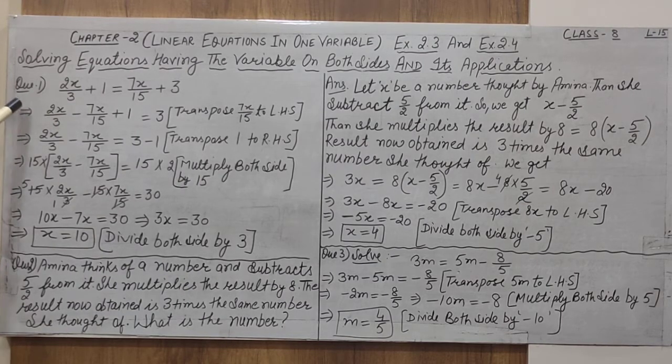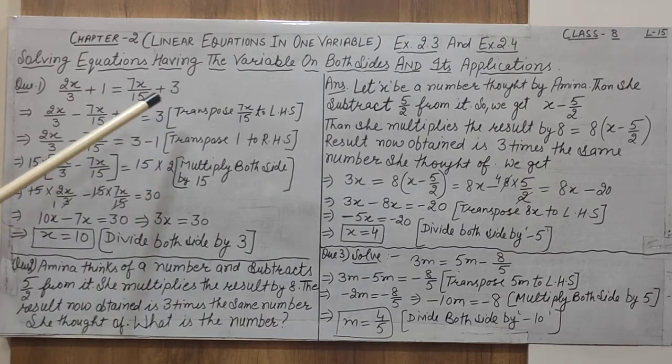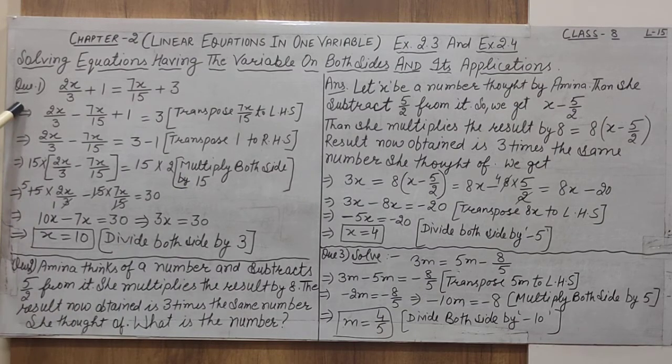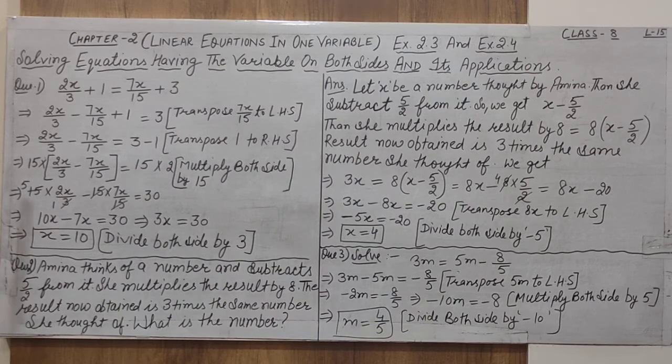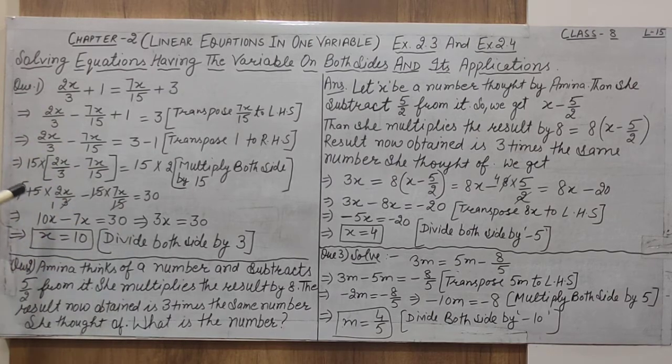Question number 1 is 2x divided by 3 plus 1 is equal to 7x divided by 15 plus 3. You have to solve this equation. Yesterday we solved a few equations of this type in which the variables and the constants are given on both sides, and we also checked the result. If it is given that you have to check the result, you can check it by putting the value of x. Otherwise, you just simplify the equation. So, let us start the same process here.